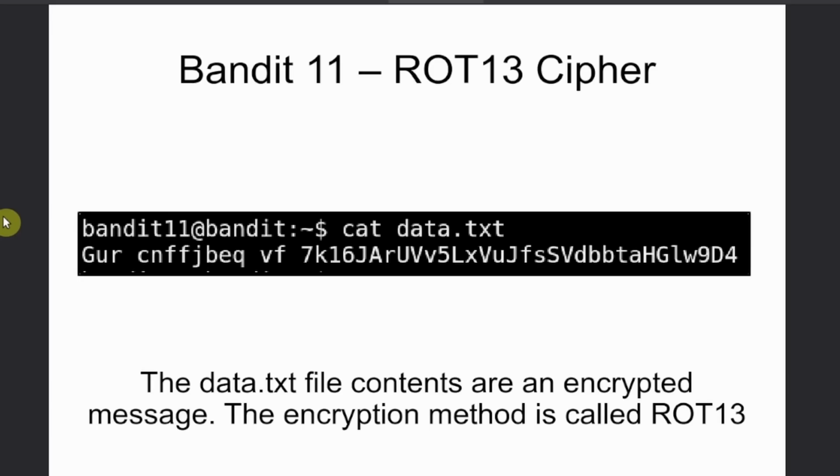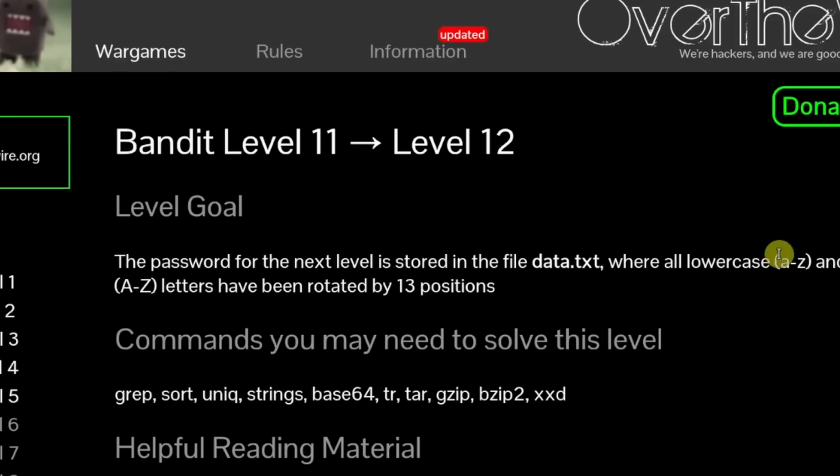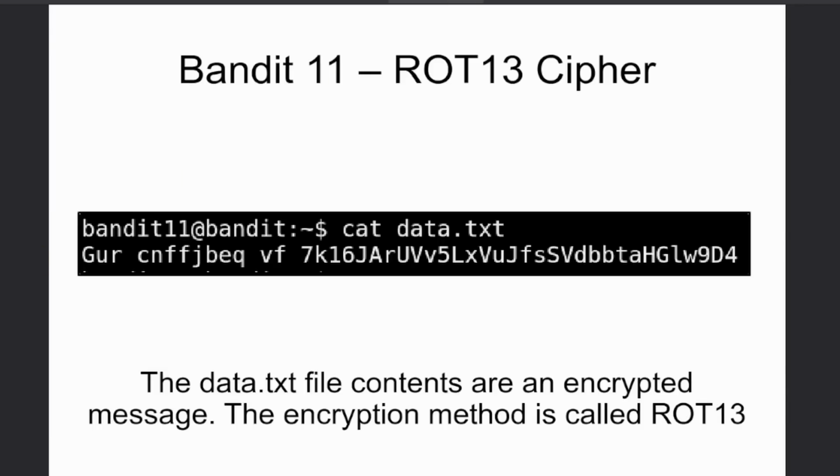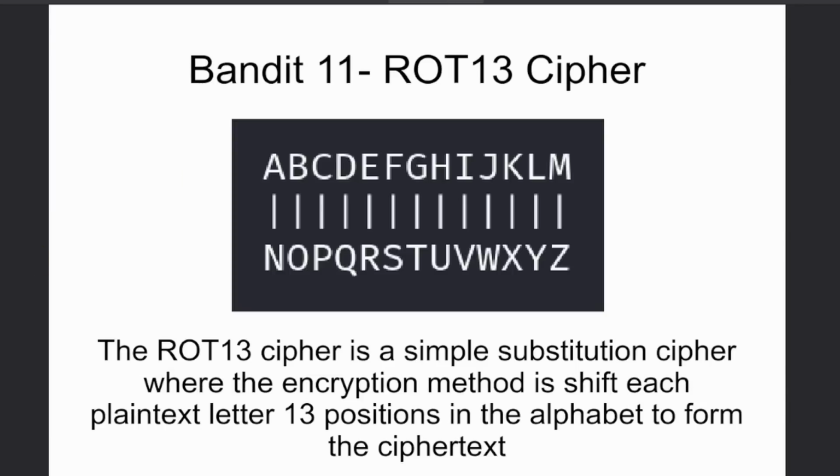So in Bandit level 11, we're talking about the ROT13 cipher. The data.txt file contents are an encrypted message, and the encryption method is called ROT13. They actually tell us that in the description over here: lowercase and uppercase letters have been rotated by 13 positions. The ROT13 cipher is a simple substitution cipher where the encryption method is to shift each plaintext letter by 13 positions in the alphabet to form the ciphertext. With this little chart over here, it's quite easy to understand what transformations are being done.